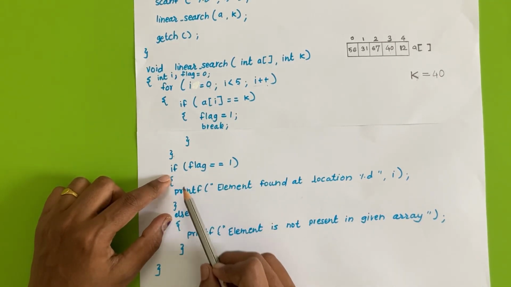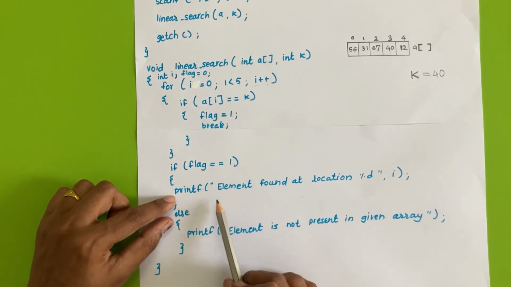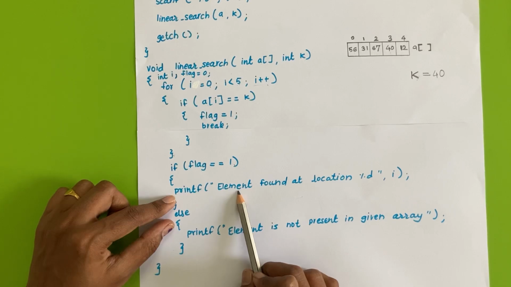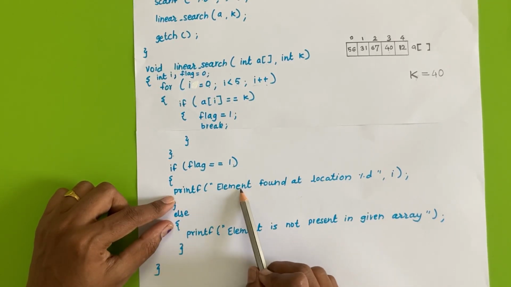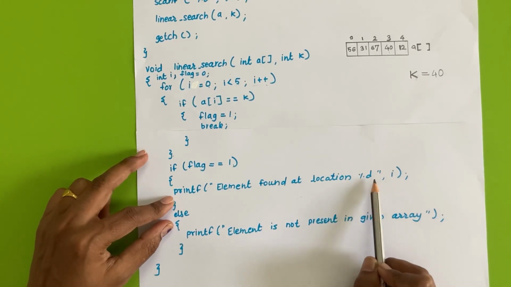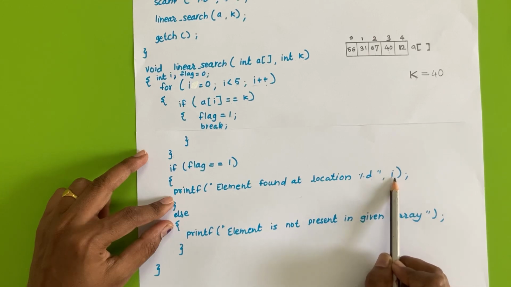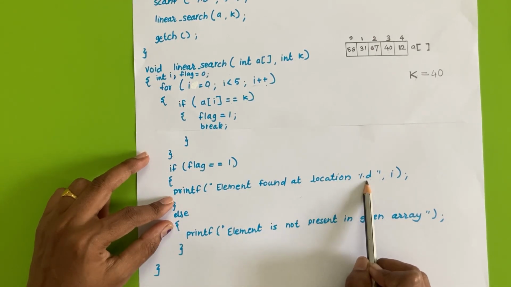So it will compare here the value of flag. If flag is equal to 1, then it will print the index of the location of the searching element. So printf "element found at location %d", and now the value of i is 3. So it will print element found at location 3.